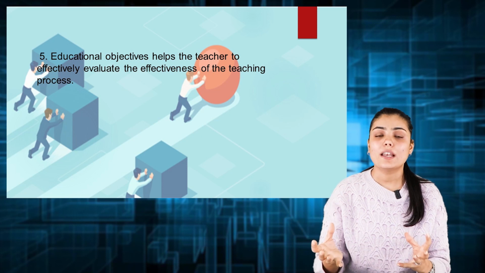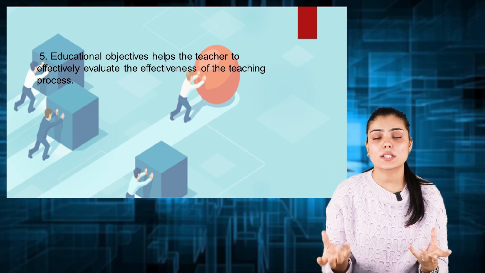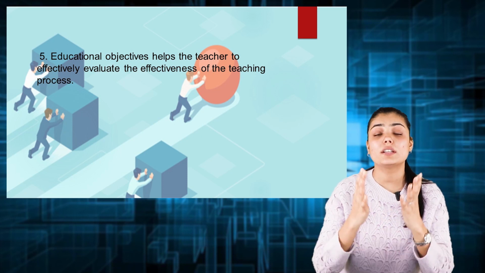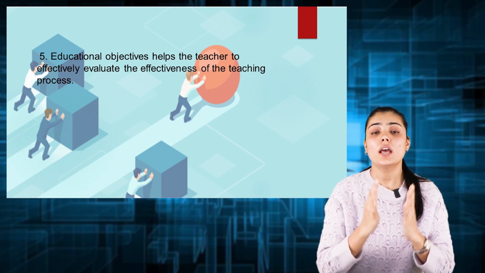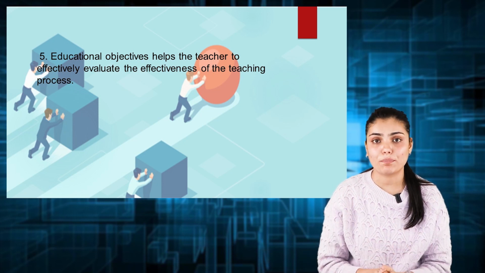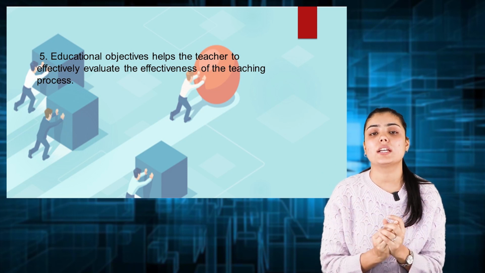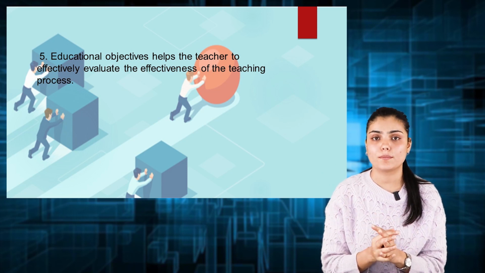After the teacher evaluates the actual number of changes and expected number of changes in the behavior of the individual, the teacher will come to know the effectiveness of his or her educational program, right? Whether it was effective, whether it helped in bringing changes in the individual's behavior or not, right? So these are the various functions of educational objectives.